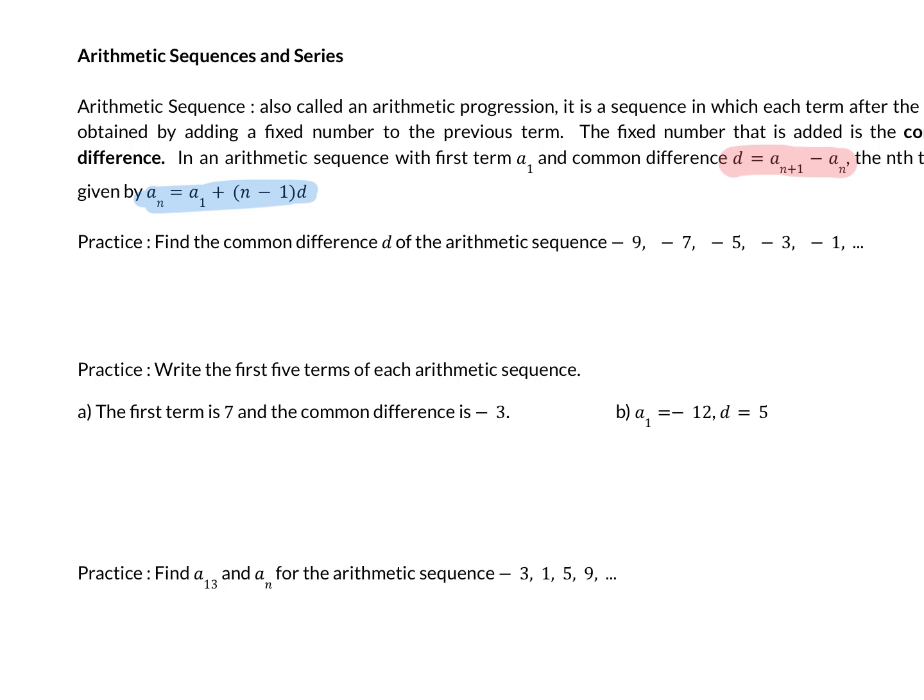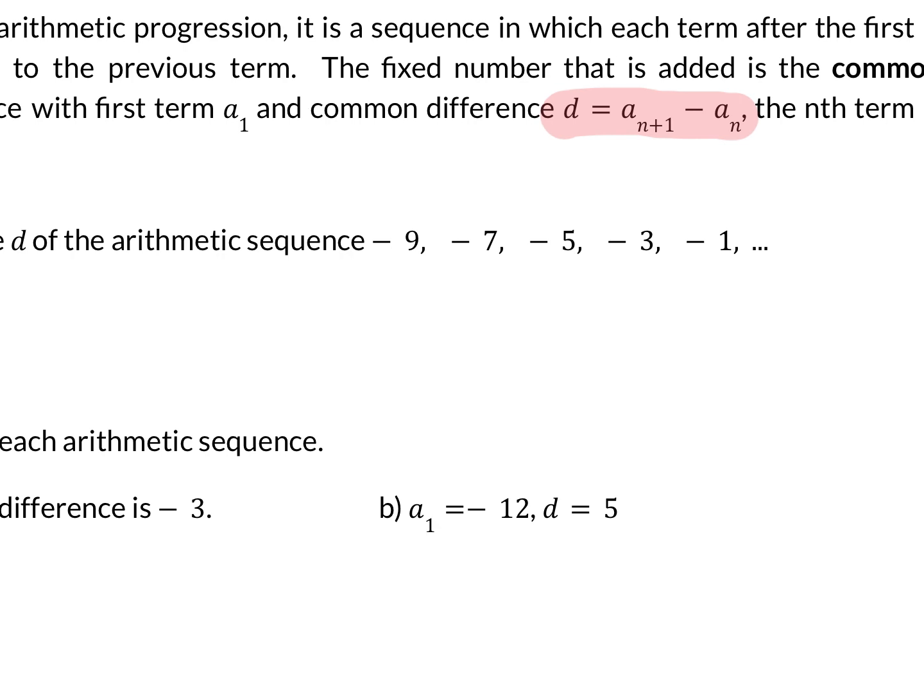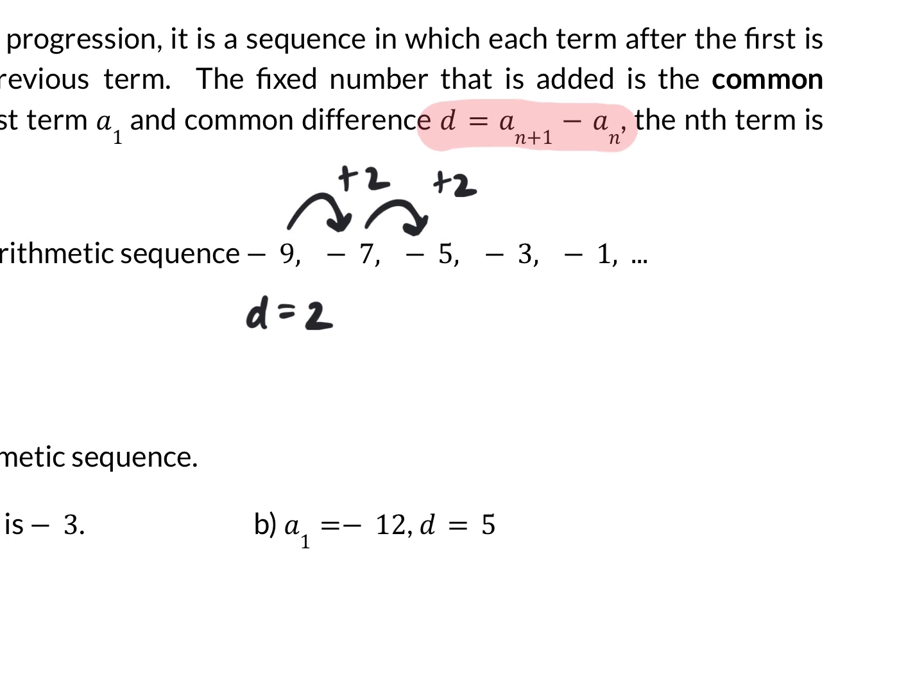First one's pretty easy. It says find the common difference D of the arithmetic sequence here. What is happening from each term? Plus 2 every single time, right? So our common difference is 2. Now, I could use this fancy formula up here, but I don't think we really need to, especially if we're given these written out like this. Otherwise, technically, you could do -7 minus -9, which gives you 2. But if you see what pattern's happening here, and you're given that pattern, I would just use that instead.